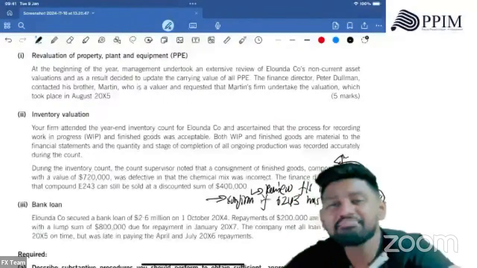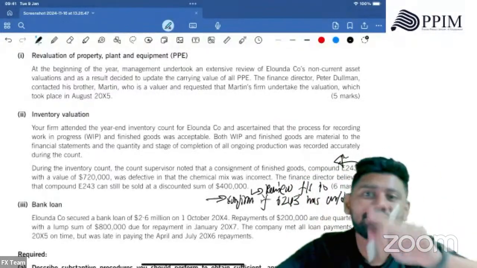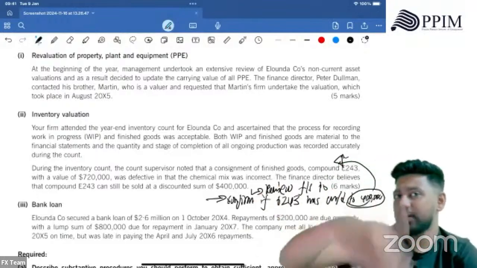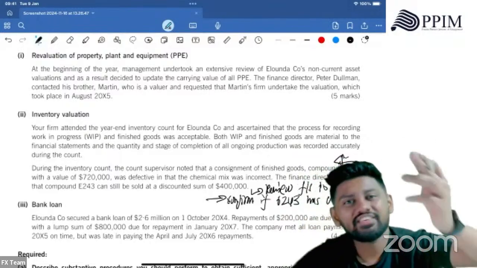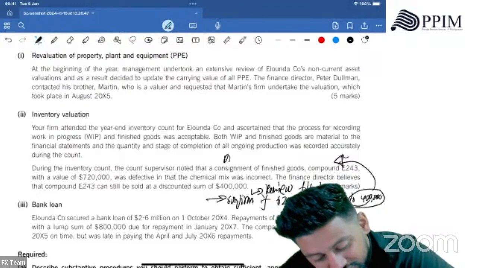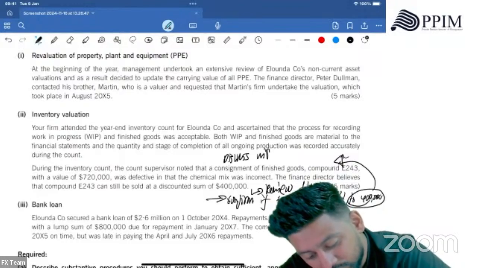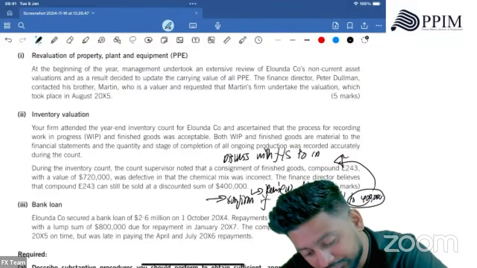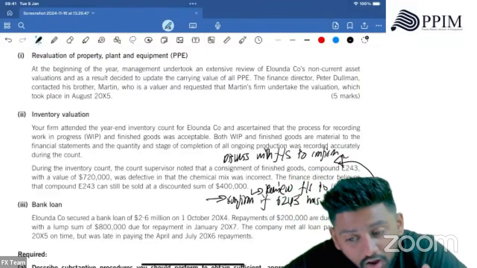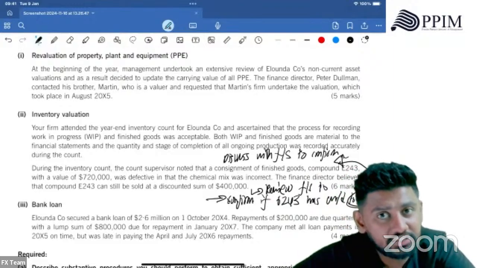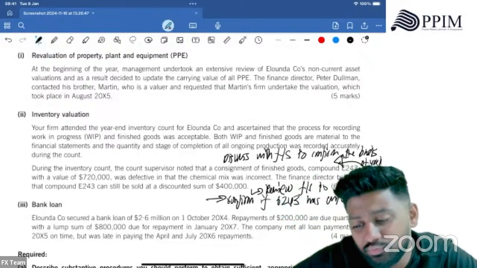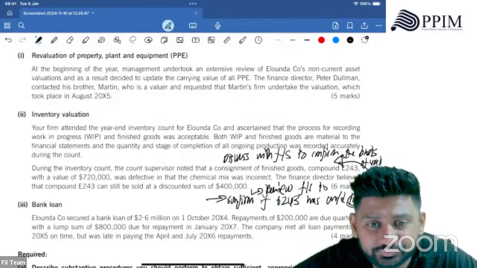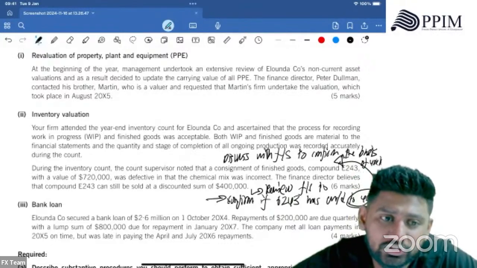Now I want to understand the basis of this. Who is saying? The finance director is saying, okay, now we are writing it down to 400,000, correct? But what is the basis? So what will you do? You will have a discussion with the finance director to confirm the basis of this inventory valuation, the basis of 400,000. Are we clear? I want to understand how he came to this 400,000 basis, correct?